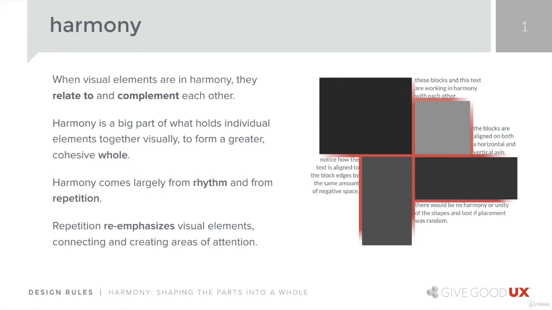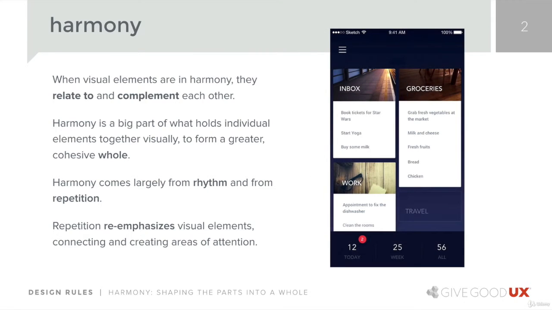Here's the negative space between each. You see how it's exactly the same everywhere? The space between the edges of the text and the edge of the shape is the same as the distance between the shape and the next shape. It's consistent. That harmony is what creates a unified whole. It's what creates the relationship between the text and the blocks. It's what holds this all together. It's like glue.